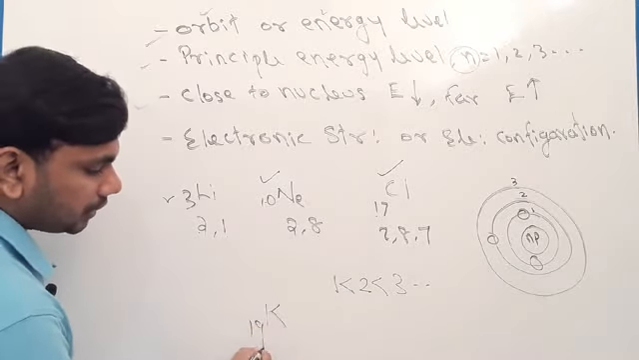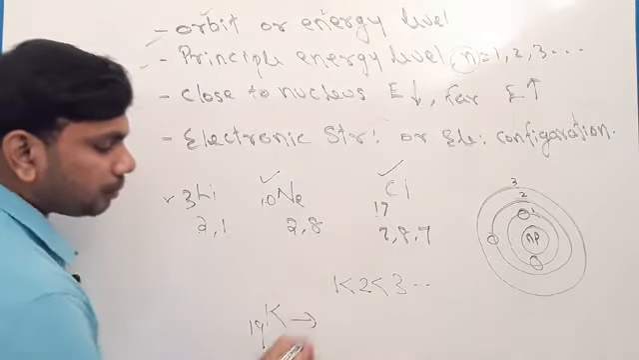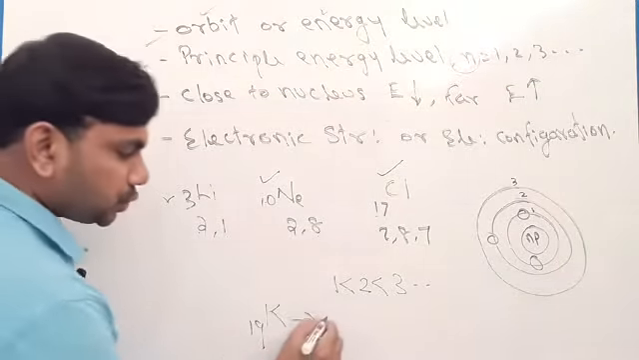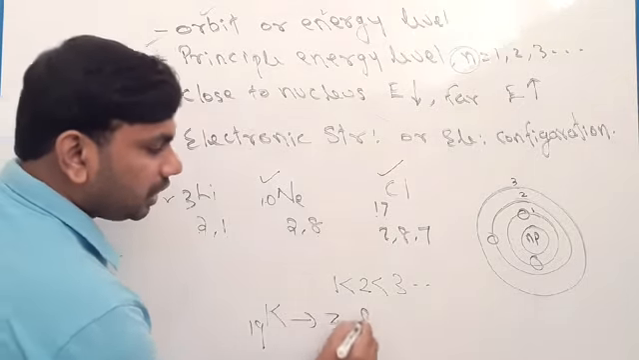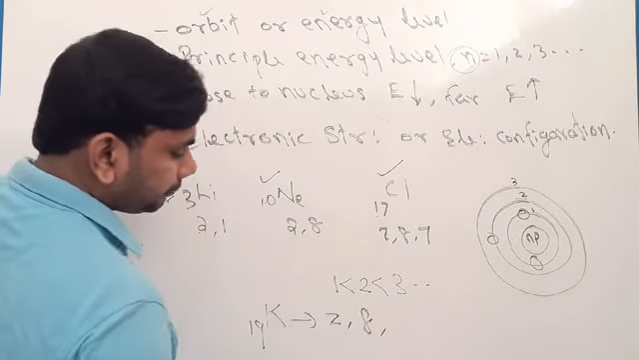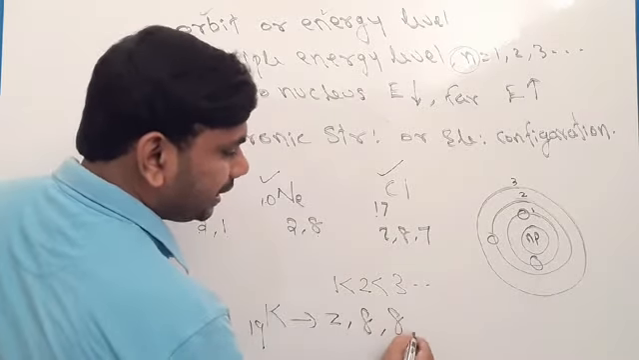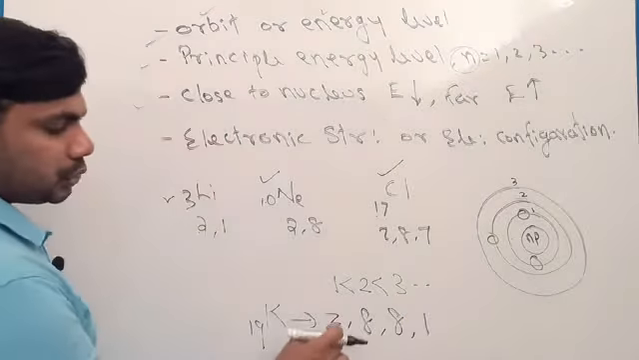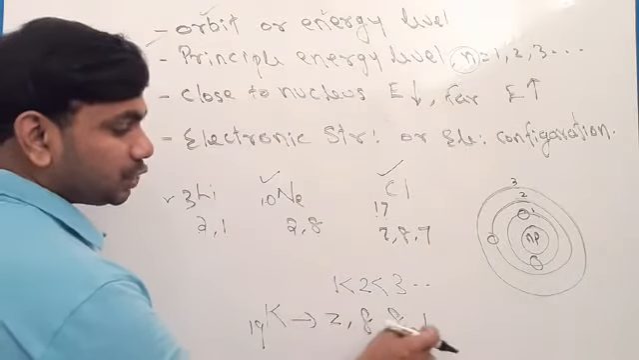Look here, another example. Potassium, atomic number 19. So first orbit, how many electrons? 2 electrons, second 8, third again 8, then 1. Okay, 2, 8, 8, 1.